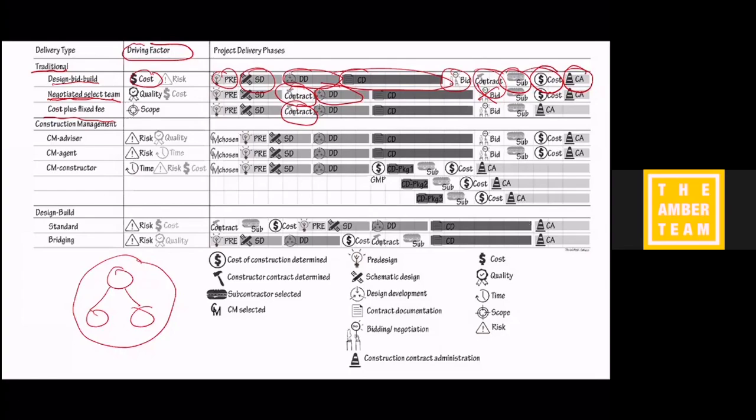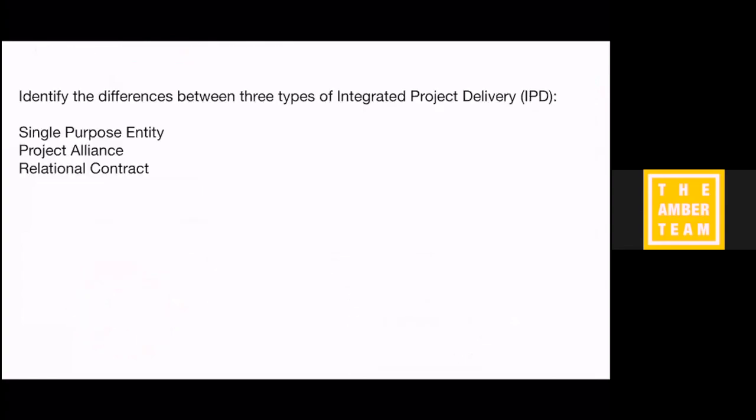All right. And then construction managers brought on. We have CM as advisor, and again, there's different orders. We have CM as agent and CM as constructor, which is also called construction manager at risk. And then we have design build, and that takes some of the risk off the owner. And we have both our standard and our bridging. So anyhow, that's that. So let's go back to our actual question, shall we?